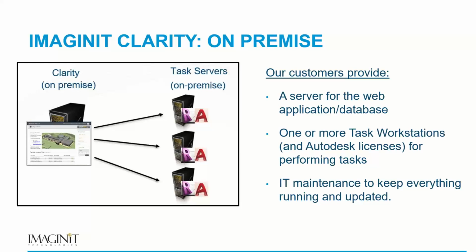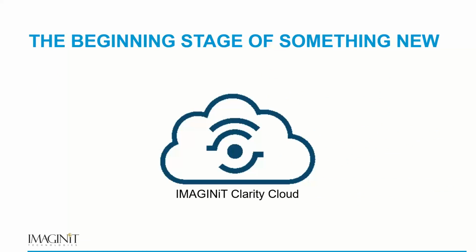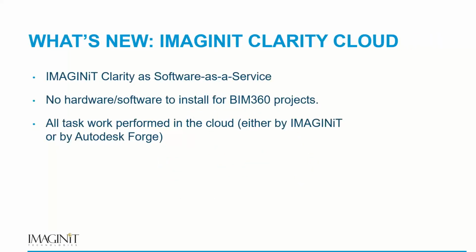So we figured that Clarity in the cloud could start down the path of helping with that and lower the barriers to entry for using Clarity without needing all of that upfront hardware and software commitment. So that's the beginning of something new here, which is IMAGINiT Clarity Cloud. It's ultimately Clarity as a software as a service model. There is no hardware or software to install if you're talking about BIM 360 projects, which most of you are focused on these days. We do expect there might be a little bit of hardware or software to install in the future if you want to work with file-based projects, but for now we're focused mostly on BIM 360. All of the task work is performed in the cloud, either by IMAGINiT or via Autodesk Forge. We'll take a look at what that looks like and what that means.